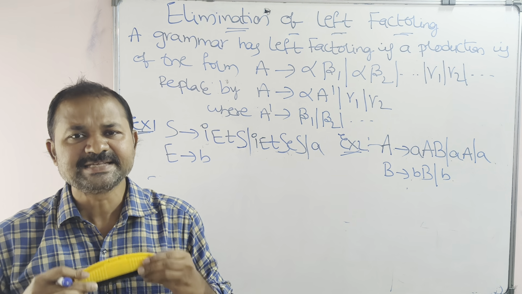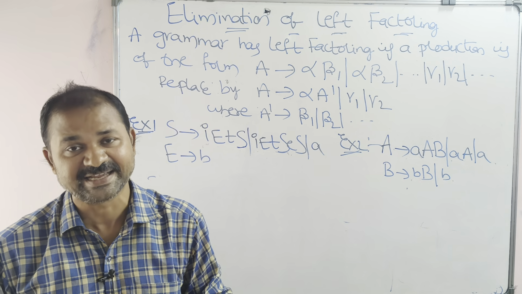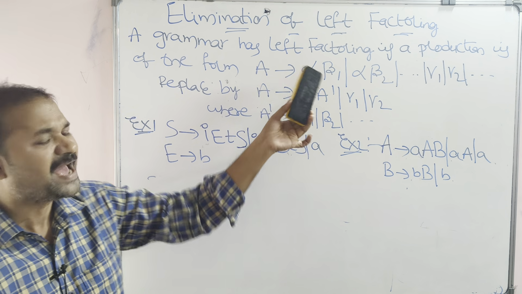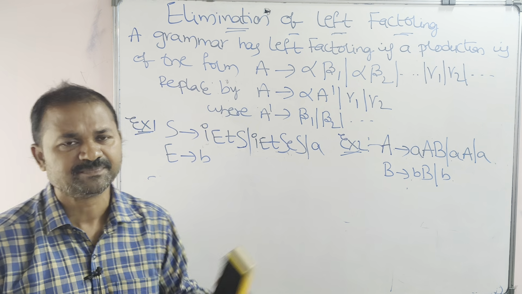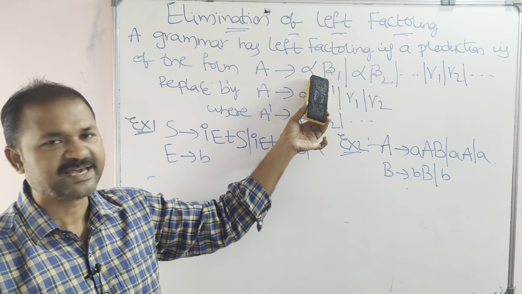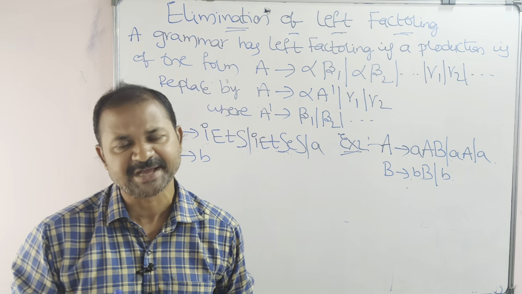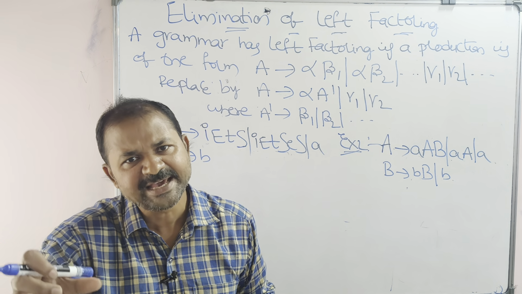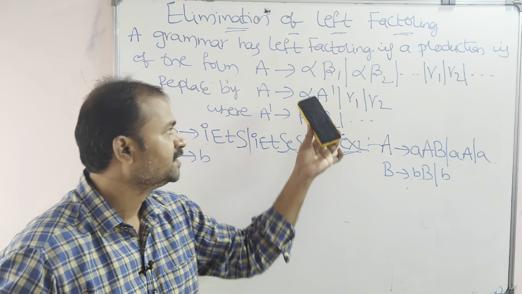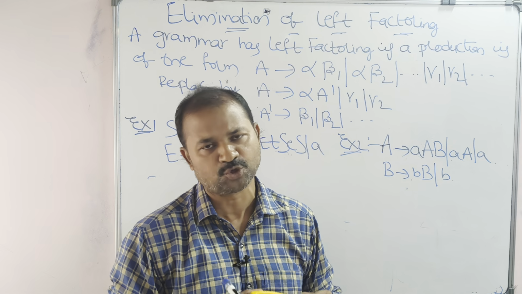Now let us discuss elimination of left factoring. A grammar has left factoring if a production is of the form A produces alpha beta 1 or alpha beta 2, or gamma 1 or gamma 2. Here alpha is the common symbols in both the productions.